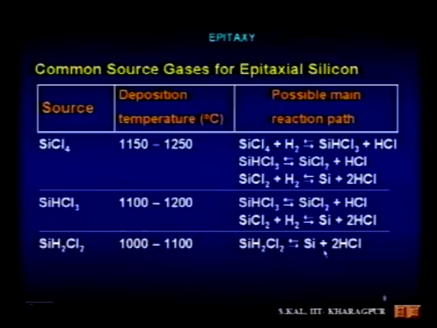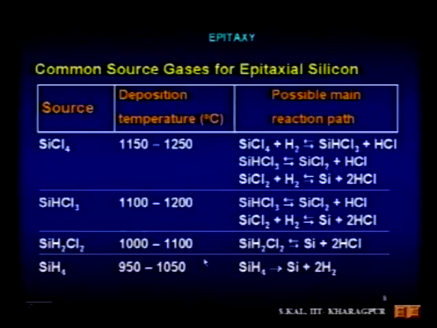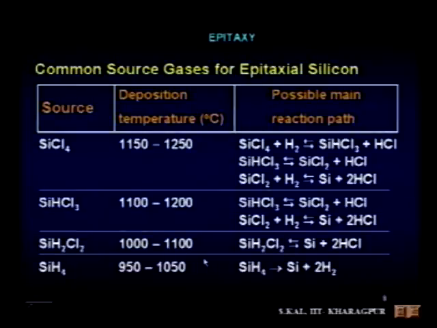SiH2Cl2 decomposes at high temperature into silicon and HCl directly, and you are getting HCl byproduct gas. The other one, which is a pyrolysis reaction using a hydride, is SiH4. SiH4 is silane gas, and that reaction takes place at 950 to 1050 degrees centigrade, and it directly decomposes into silicon and hydrogen, 2H2.